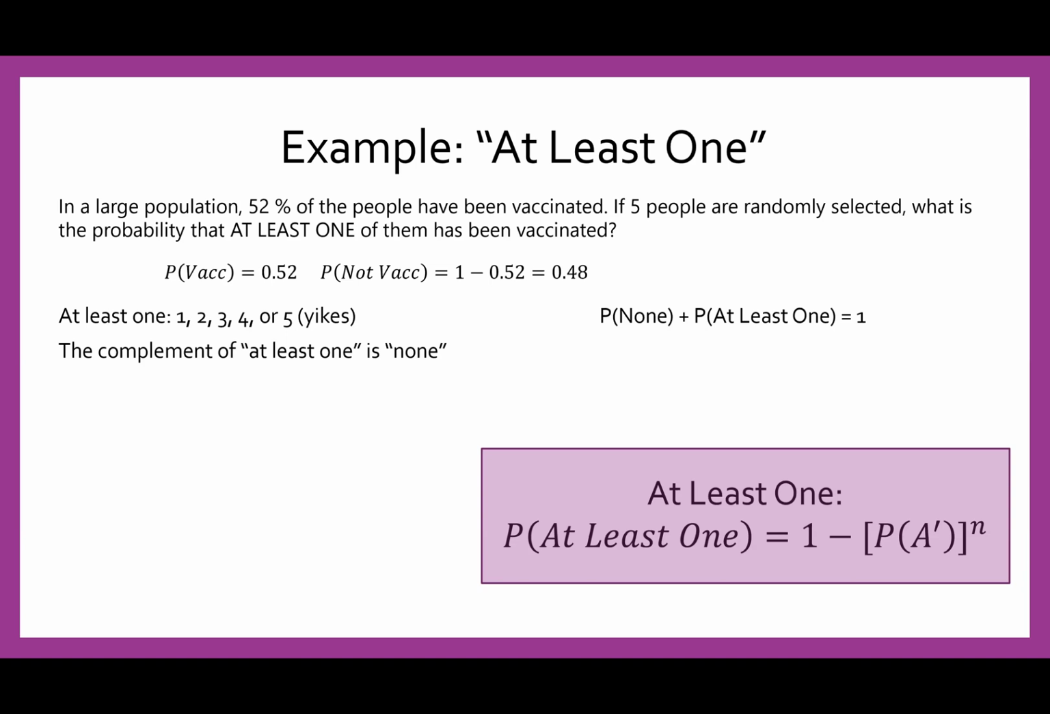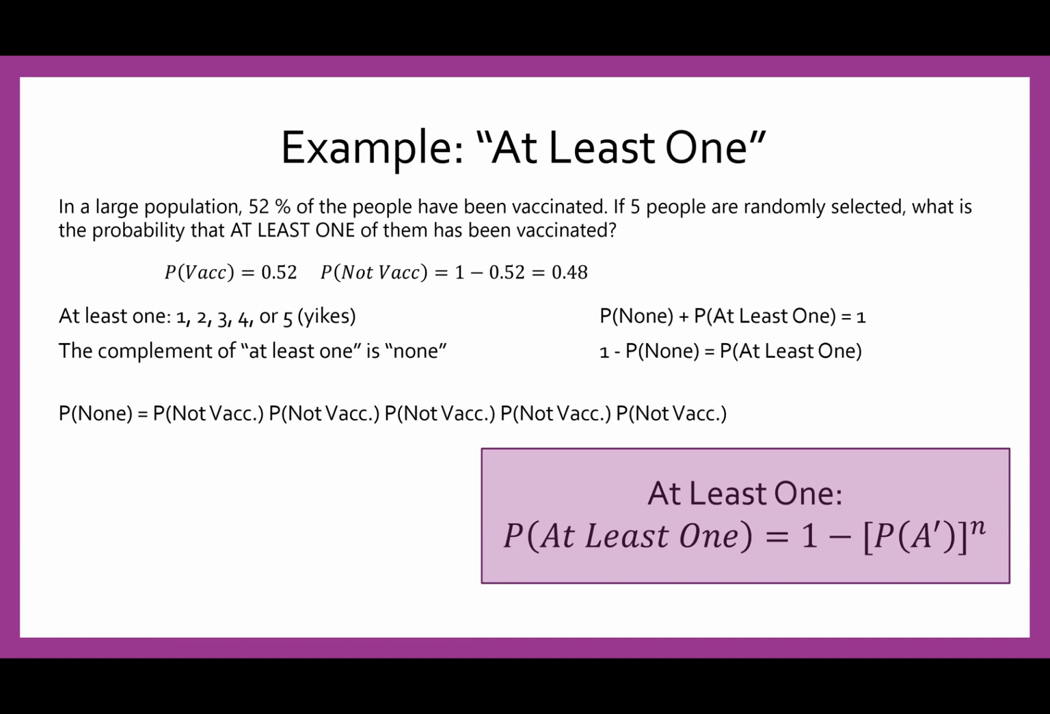Then I know that the probability of none plus the probability of at least one has to equal 1. This is complements. I'll use that to say that the probability of at least 1 is 1 minus the probability of none. So again, I'm going to compute the probability of at least 1 by just computing the probability of none and then subtracting that from 1.